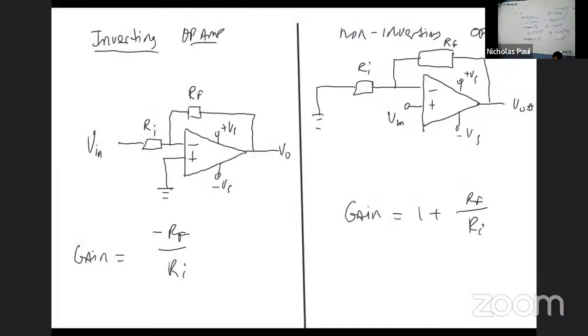Right? So as I said, here you have two different types of op amps, inverting and non-inverting. For each one, you have the gain, right? Take a look at the picture here. This picture has 4 op amps, and tell me what type of op amp each is, right?